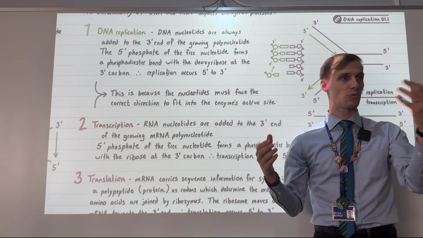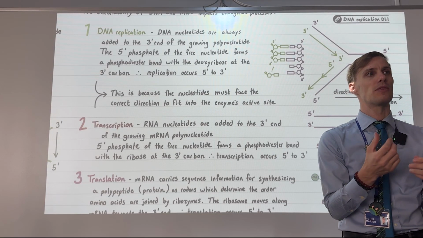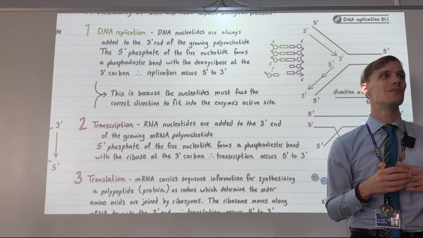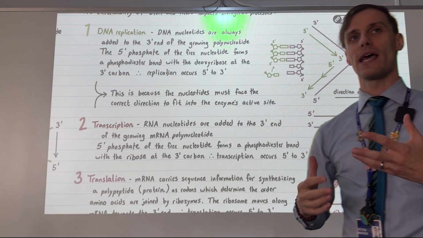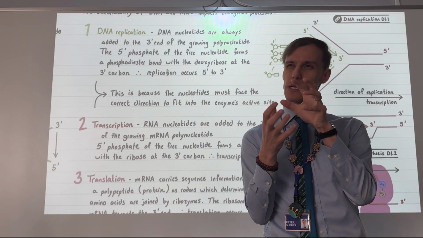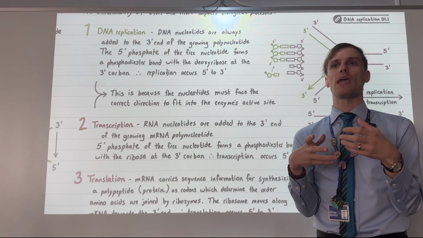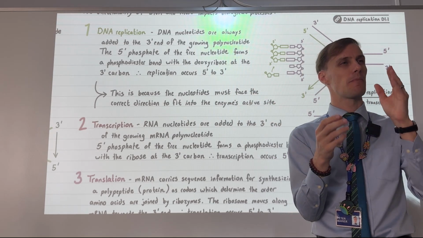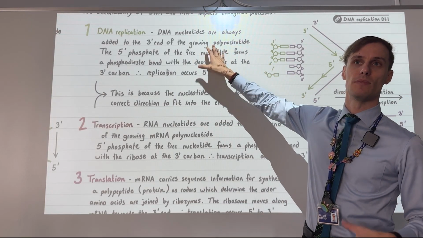So enzymes, as we'll discuss in subtopic C1.1, are usually proteins, but they're anything that can increase the rate of a chemical reaction without being used up. We use enzymes for just about everything in metabolism. So the idea is that most enzymes can only bind their substrates in a very particular way. So these enzymes are only going to be able to bind to DNA and read DNA or RNA in a very particular orientation. So let's look at this first example here, DNA replication.